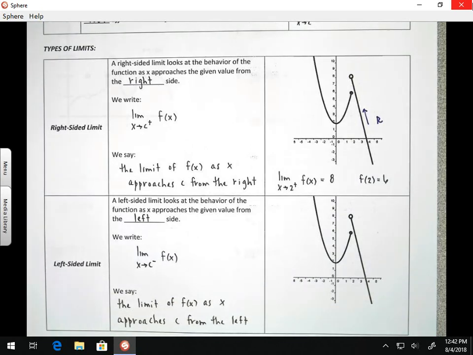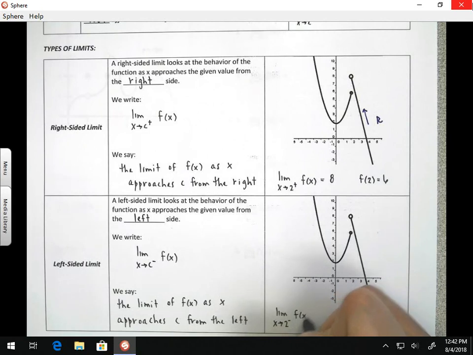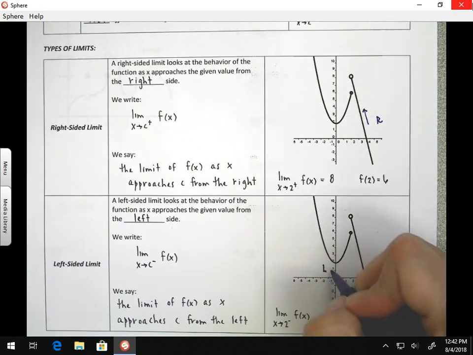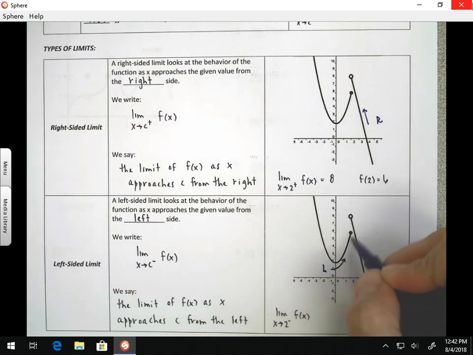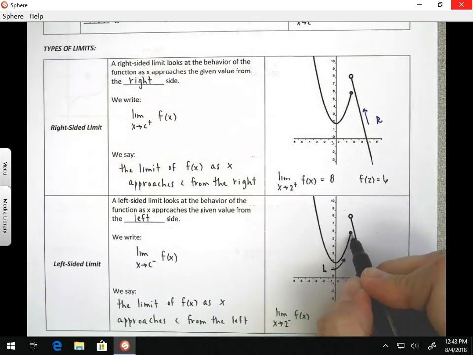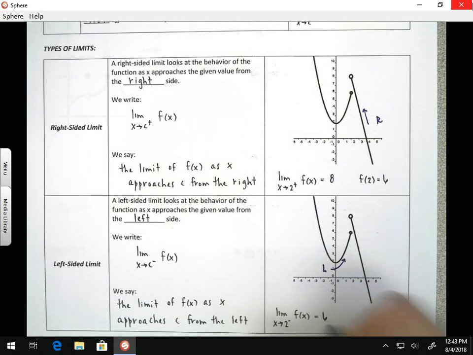So we're going to look at the same graph here, and we're going to use that same c value of 2. So we'll say the limit as x approaches 2 from the left of f of x. Now again, I have 2, so my left is coming from this side. If I follow that curve from the left as I approach 2, the function is approaching 6. And so here you can see that the left-sided limit in this case is equal to the function value.